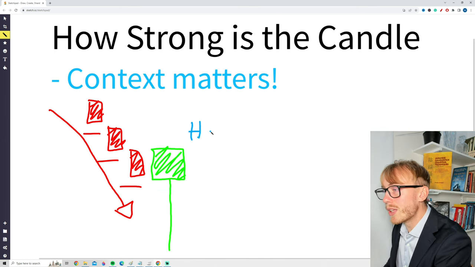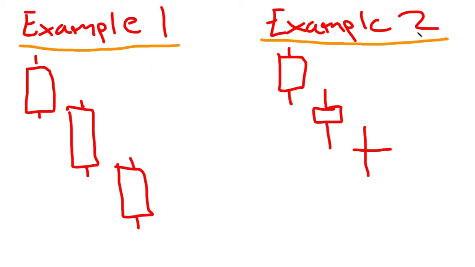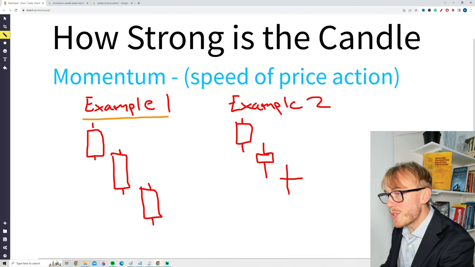Which of these 2 examples do you think has the strongest momentum to the downside? Well, the strongest bearish momentum can be found in example 1, because as we can see in this example, the speed that the price moves towards the downside is very fast. If you visualize this price, it moves something like this.